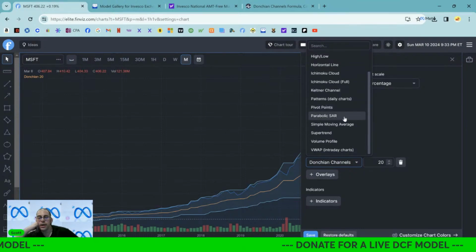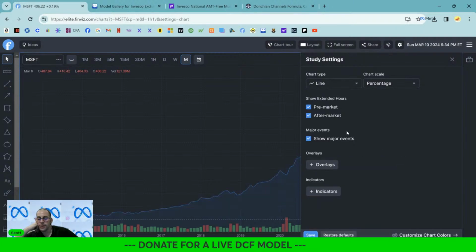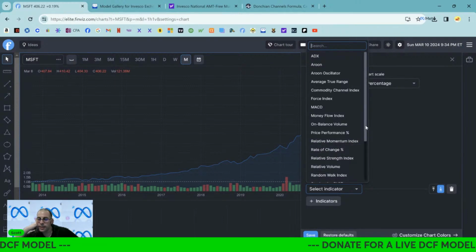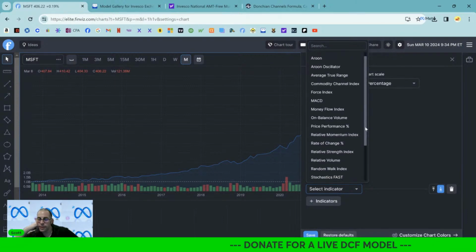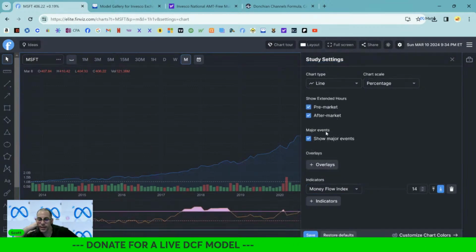What other indicators or overlays do you use? I like RSI. I think that's helpful. Money flow index. What the hell is that?